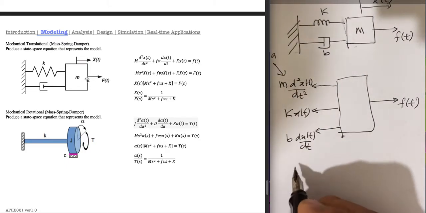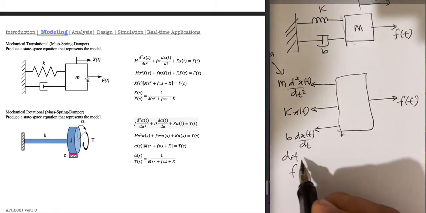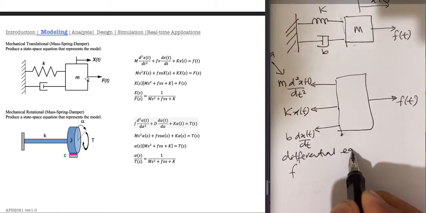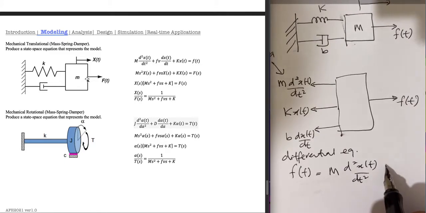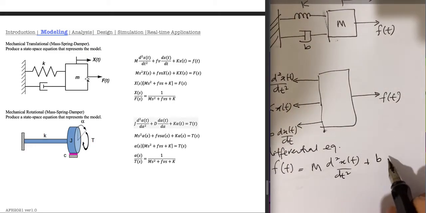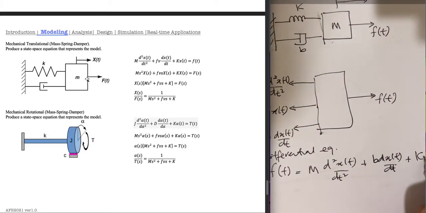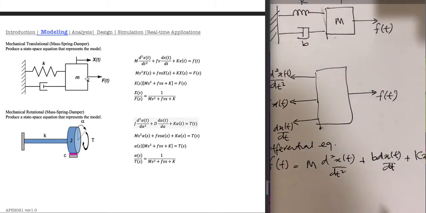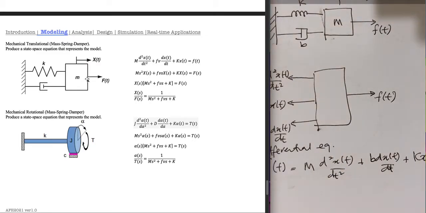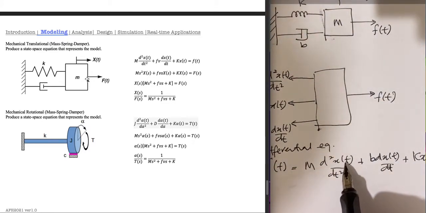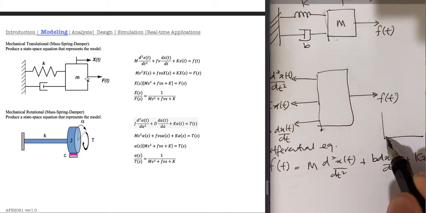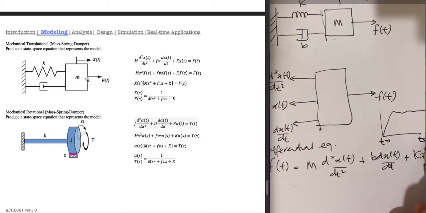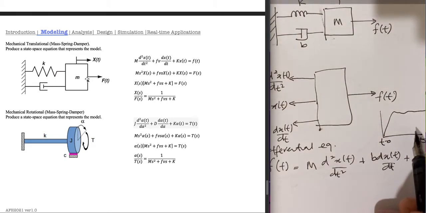Now we can write the model using a differential equation: f of t equals m d squared x of t over dt squared plus b dx of t over dt plus k x of t. In the time domain, the equation is a bit hard to interpret, you can't really imagine the parameters or the response of the system, because you need to consider every single t from 0 to infinity so that you can see the response of the system and find the magnitude of x(t).